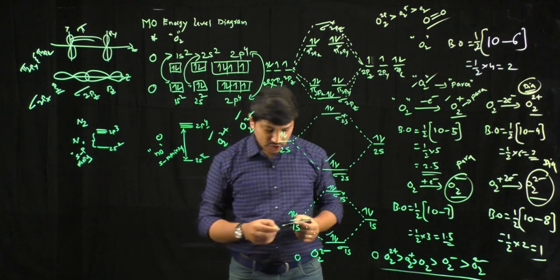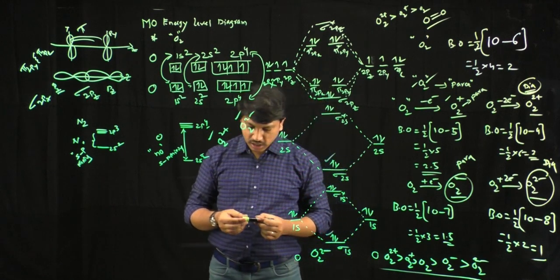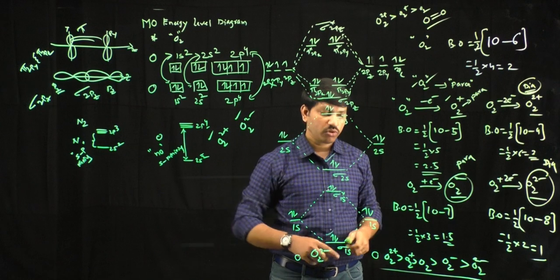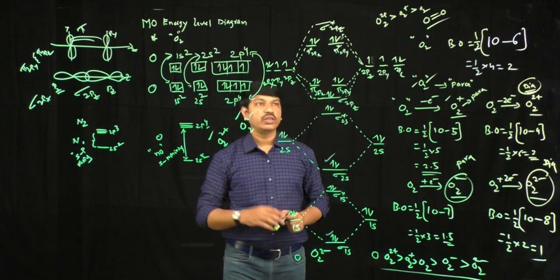So this is all about the O2 molecule formation and the construction of the MO diagram of the O2 molecule and the corresponding species in this manner.